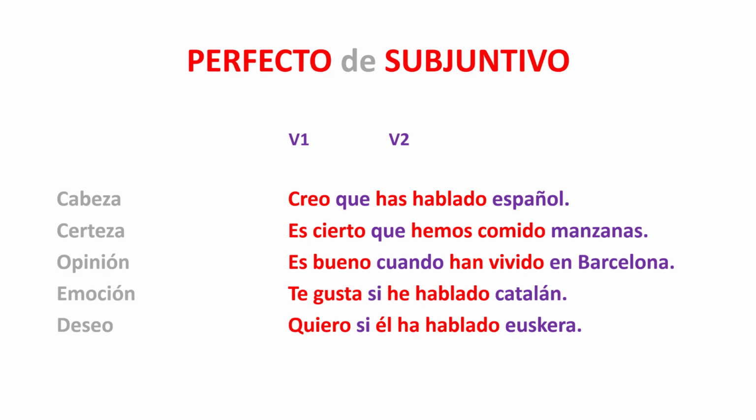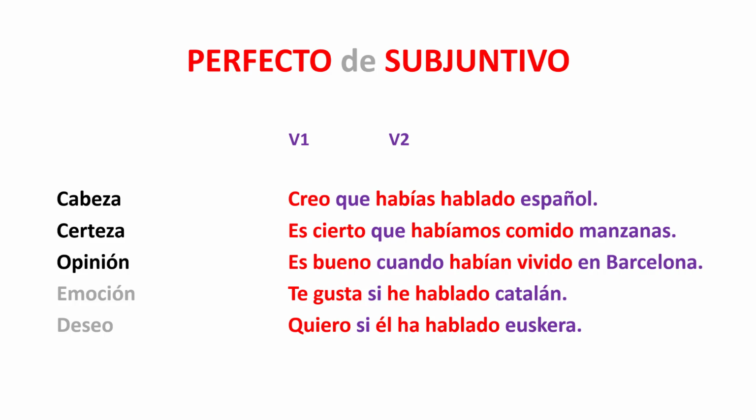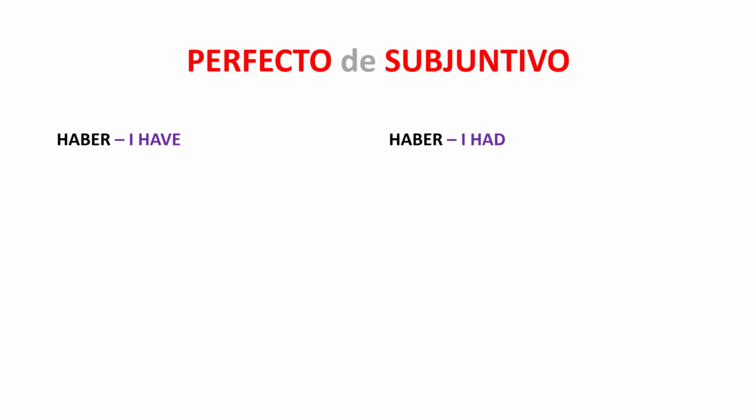I believe that you have spoken Spanish becomes I believe that you had spoken Spanish. It's certain that we have eaten apples becomes it's certain that we had eaten apples. It's good when they have lived in Barcelona. It's good when they had lived in Barcelona. You like if I have spoken Catalan. You like if I had spoken Catalan. And I want if he had spoken euskera. Again, not Shakespeare, but they get the point across. Let's look now at how these are used in the subjunctive in each of those 5 categories as well.